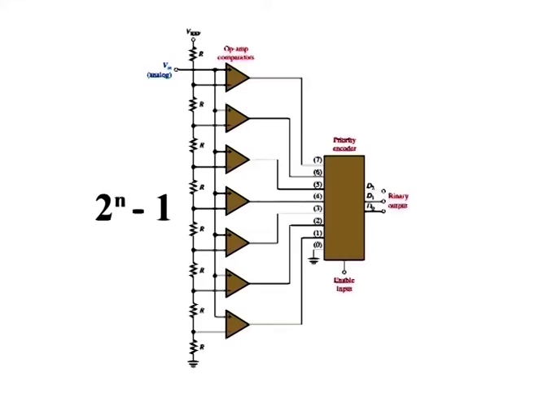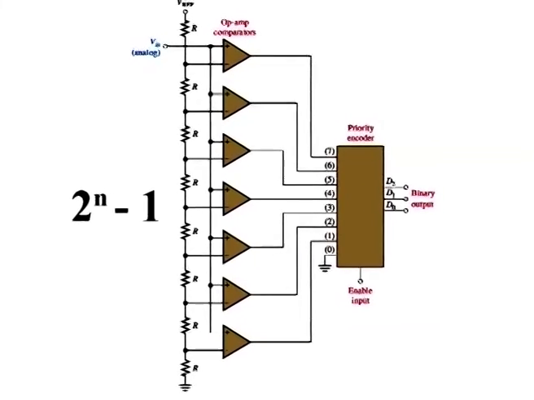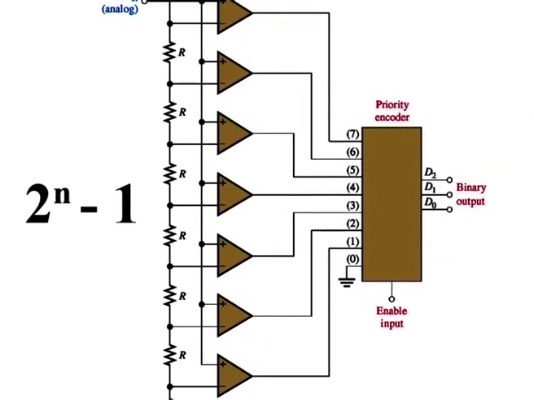These ADCs are useful in applications that require the fastest possible conversion times, such as video processing. In the figure shown, the reference voltage for each comparator is set by the resistive voltage divider circuit and V reference. The output of each comparator is connected to an input of the priority encoder.